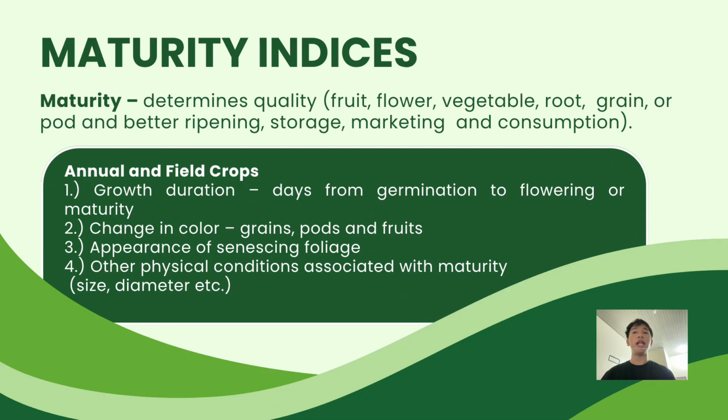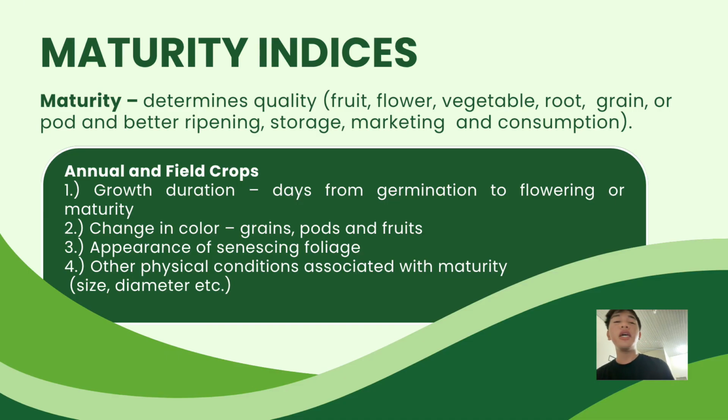So we have annual and field crops. Here there are four of them based on their definition. The first is growth duration. Growth duration is the number of days from germination to flowering or maturity. So that is the first one for annual and field crops.